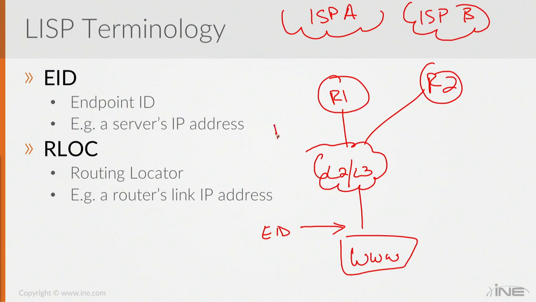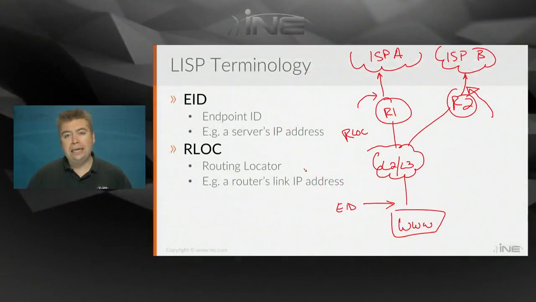The routing locator is going to be the interface address that router 1 is using to reach ISP A, or that router 2 is using to reach ISP B. The goal of this protocol is to provide a mapping between the two, to say that if you want to reach this particular endpoint, you need to route your traffic to one of these routing locators. You either route the traffic to router 1 or to router 2 inside of the tunnel. Then those routers will decapsulate the tunnel and natively forward the traffic to the destination.